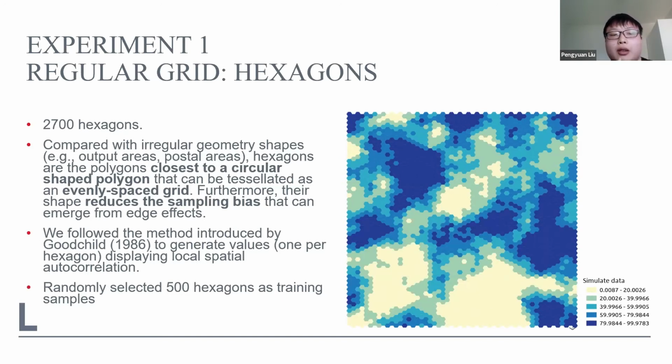And we follow the method introduced by Mike Goodchild in 1986 to generate values to display in the local spatial autocorrelation, which is shown on the right hand of this map. We randomly selected 500 hexagons as the training sample. This means that we will conduct local GiStar statistics on these randomly selected 500 hexagons and decide which are the cold spots, which are the hotspots, and which areas are classified as non-significant. Then we feed those data as training samples into the framework in order to learn spatial patterns for all 2,700 hexagons.